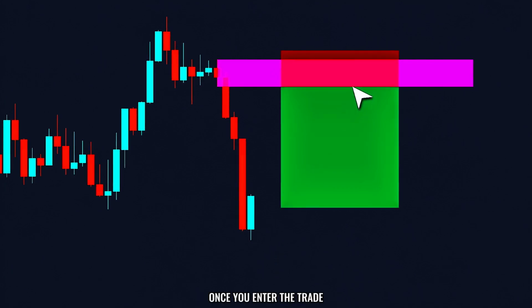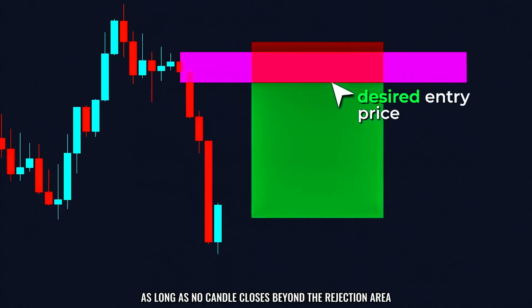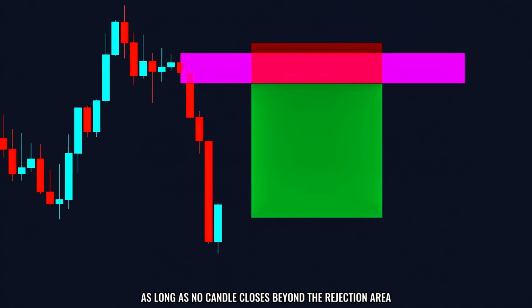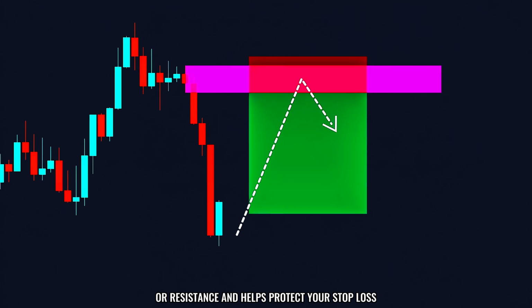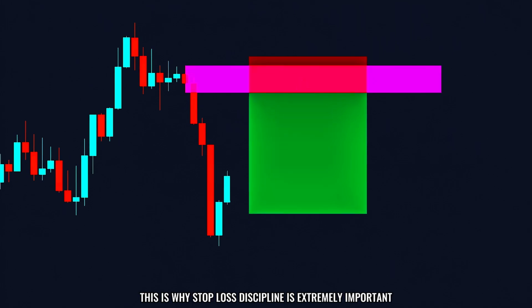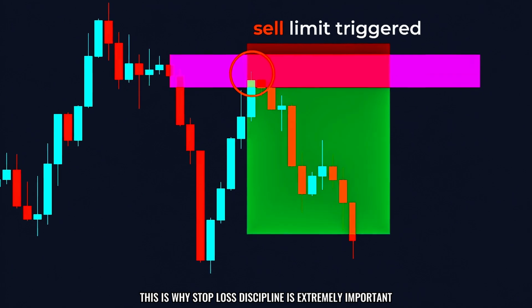Once you enter the trade, you should remain in the position as long as no candle closes beyond the rejection area. That rejection zone effectively acts as support or resistance and helps protect your stop loss. This is why stop loss discipline is extremely important.